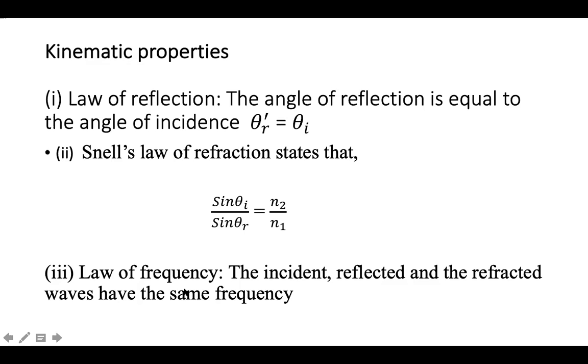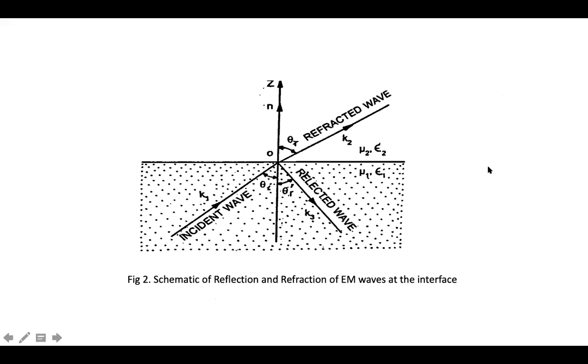Then we have the third law, which is easy to understand and also has to be remembered, the law of frequency. This law states that the incident, the reflected, and the refracted, all three waves have the same frequency. So if omega is the frequency of the incident wave, then the reflected and the refracted waves will all have the same frequency, omega. There is no change in the frequency.